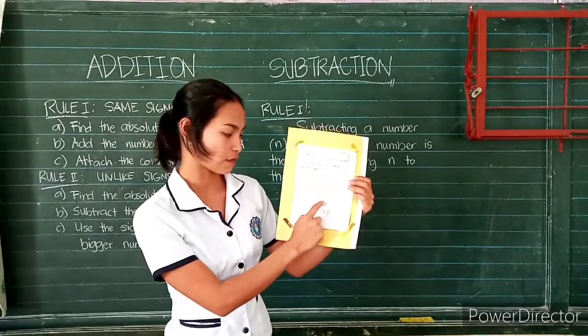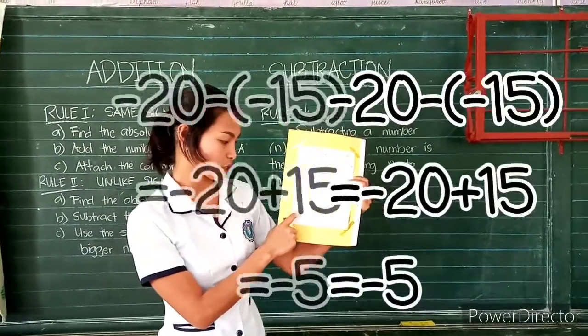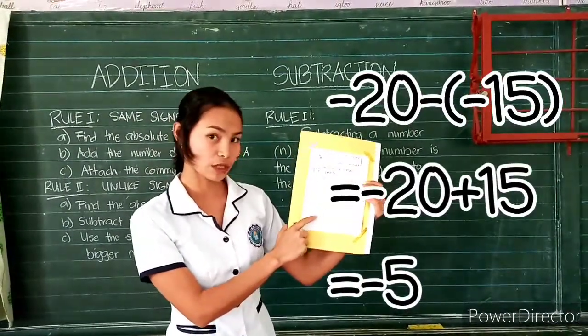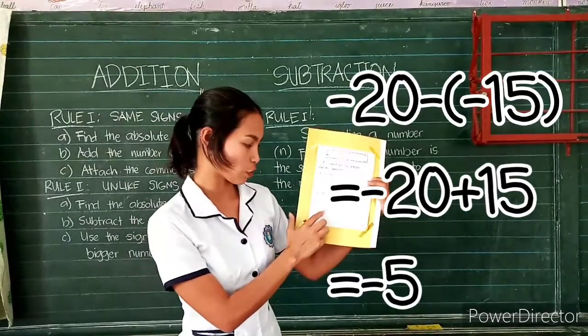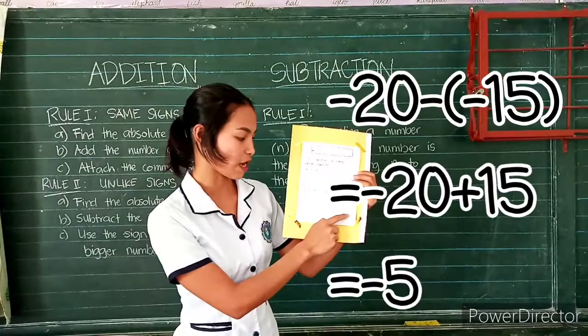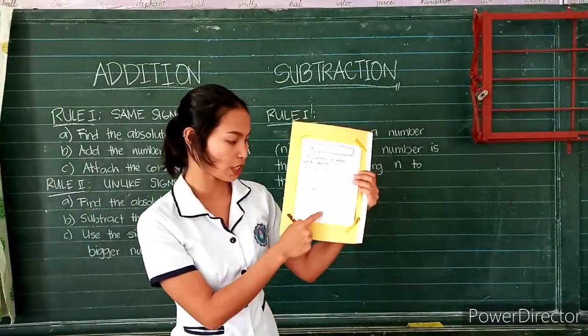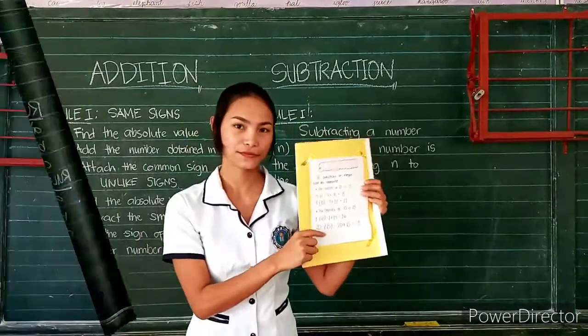Copy the sign of the biggest number. And this one, negative 20 minus negative 15: negative times negative equals positive, so it will become negative 20 plus 15, which is equal to negative 5, because you will copy the sign of the negative 20, which is the bigger number than the 15.